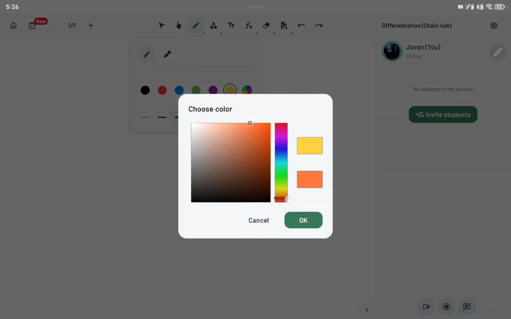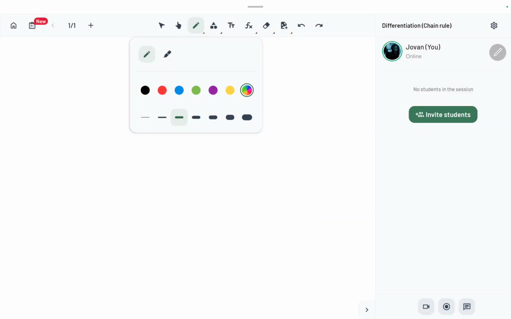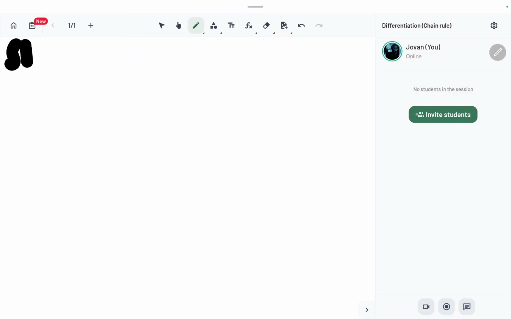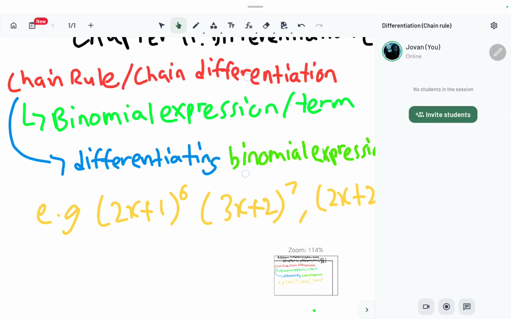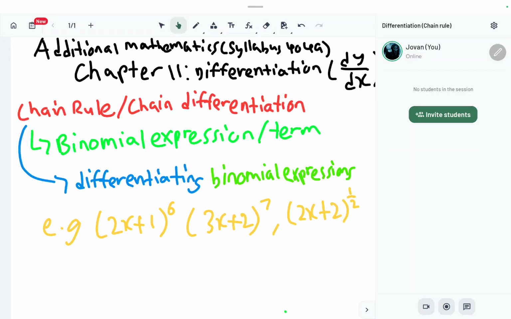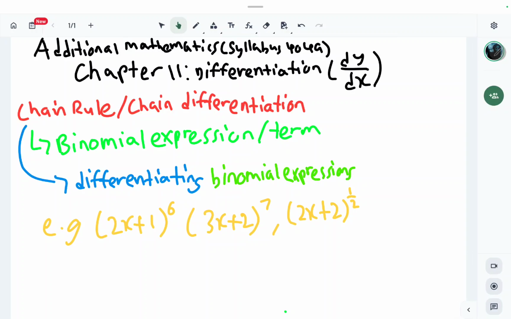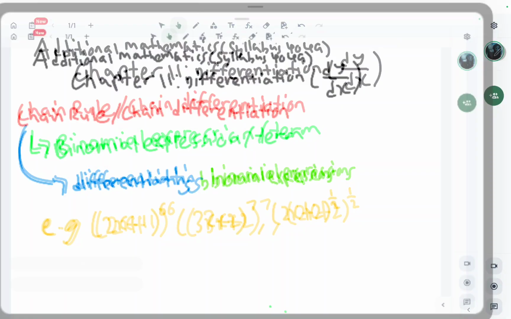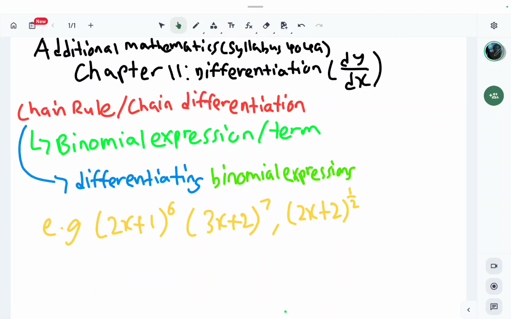I'll write it out in different colors. So let's start with black. Oh, this is too big, man. Oh my. Is it okay if I erase all this? But yes, I will definitely take a screenshot first.